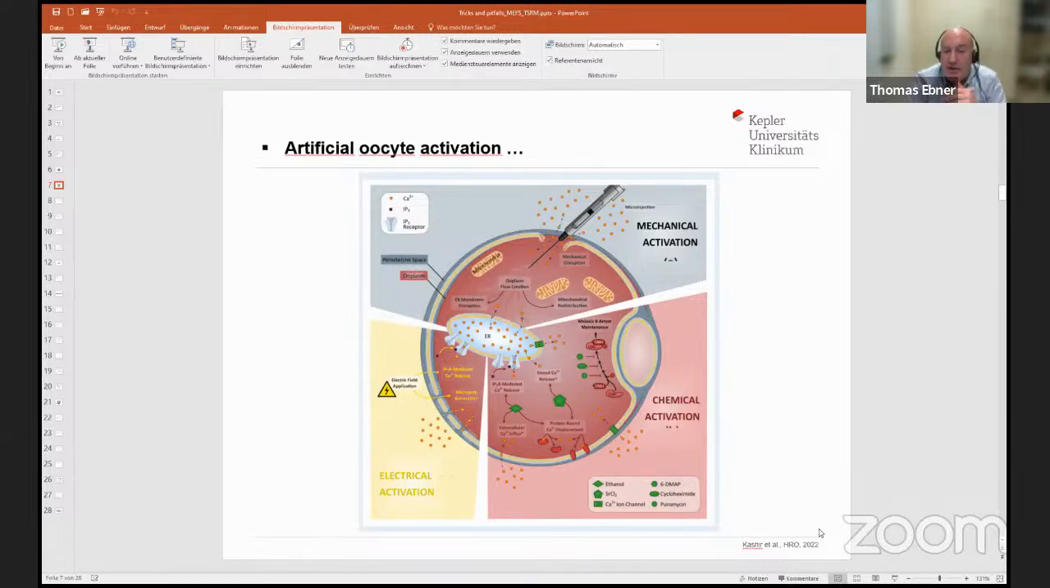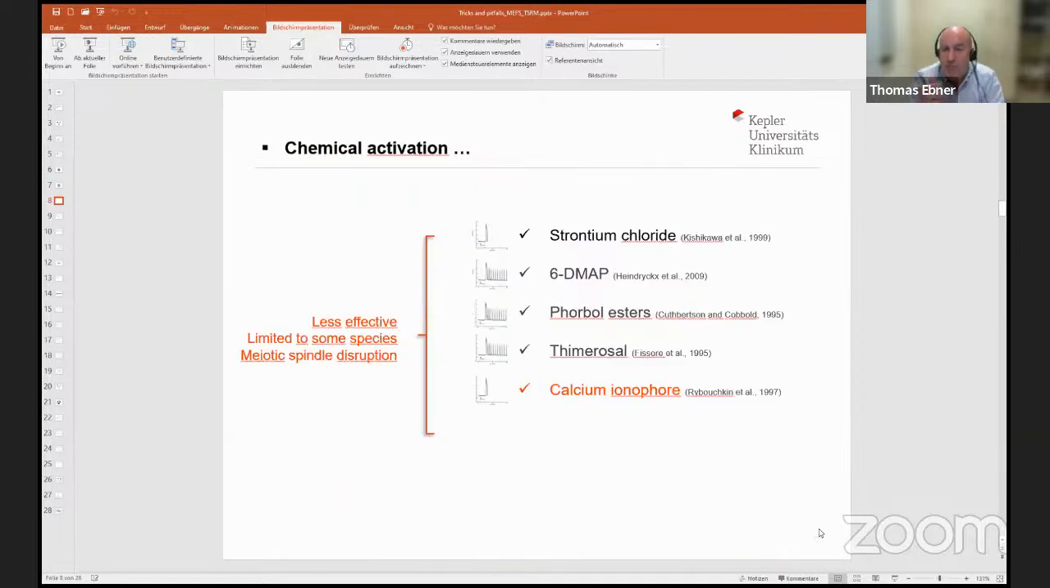It's the electrical activation technique, and they also mentioned mechanical activation, but I'm going to talk today about chemical activation. And chemical activation means one of these compounds. Could be strontium chloride, 6-DMAP, phorbol esters, thimerosal, and mostly calcium ionophores are used in IVF labs. Some of those, or most of them, are less effective in human oocytes. They are limited to some species, and so they don't work in human at all, or they may cause meiotic spindle disruption. This means we have to rely on the safer agents, I would say.